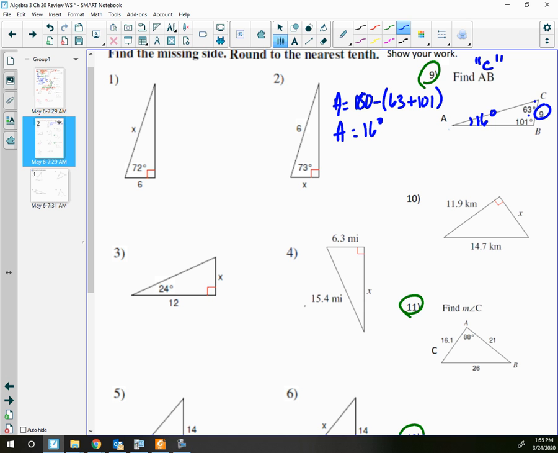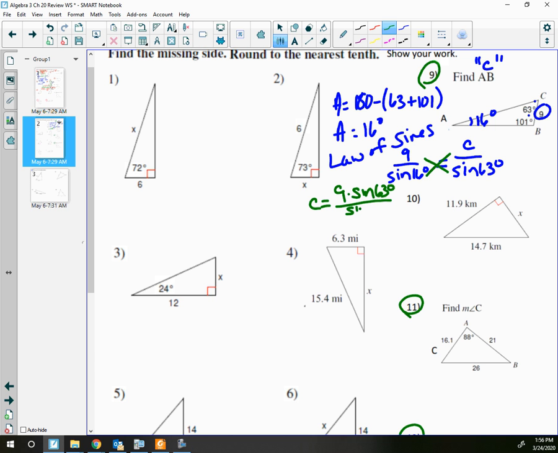Do you remember what law we have to use? Either sines or cosines when we know a side and an angle that's across. Hopefully you remember that's going to be law of sines. So we can set up our proportion. So we'd say 9 is to the sine of 16 degrees, angle A, as, now what do they want us to find? Little c. So little c is to the sine of 63. So this is going to be a cross multiply divide. So you're going to multiply across the equal sign. So little c is going to be 9 times the sine of 63 divided by the sine of 16.